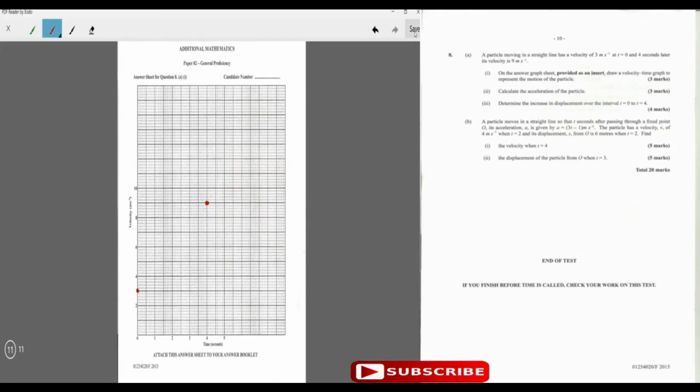So draw on the answer sheet provided a velocity time graph. You draw your velocity time graph like this. That's your velocity time graph from 3 meters per second to 9 meters per second. This is 3. This is 9.